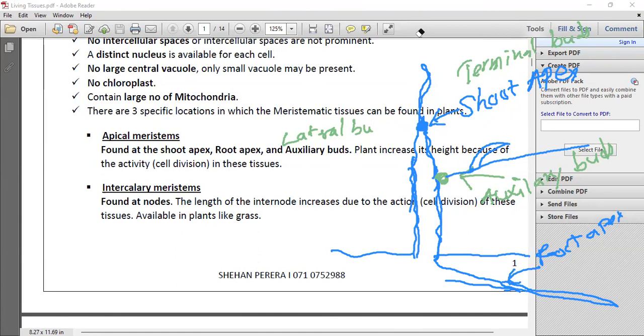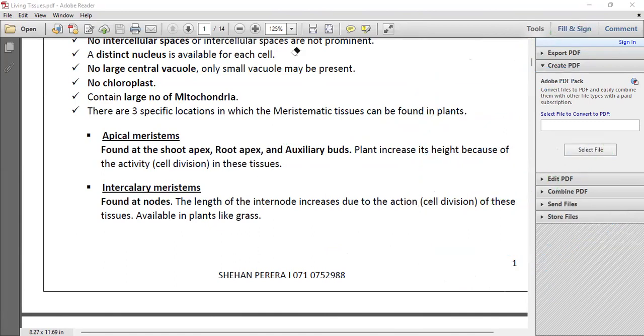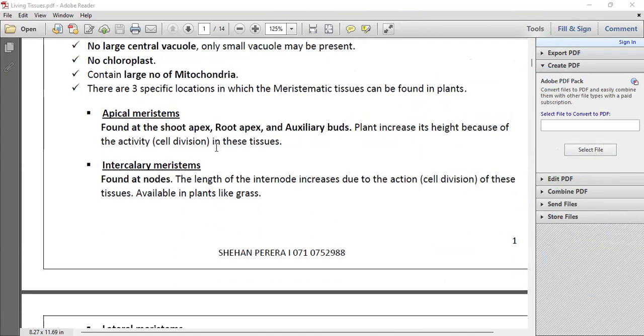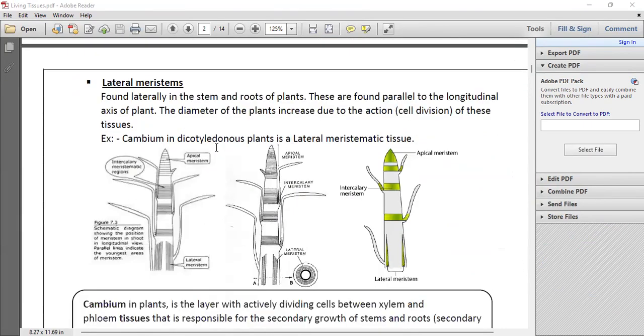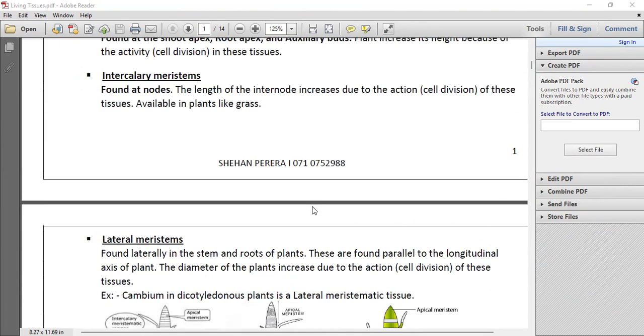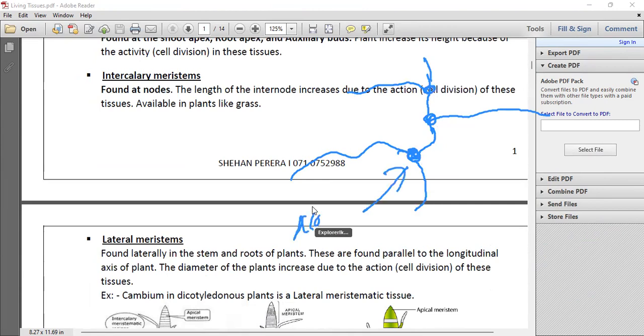Then you have something called intercalary meristems. Intercalary meristems are found only in certain plants like grass. When you take a grass, you have things like this. Some grasses grow like this, and from here it comes again, like this. You have seen a small node-like thing. We call them nodes, and you need to copy this down. The part that comes from the node is the internode.